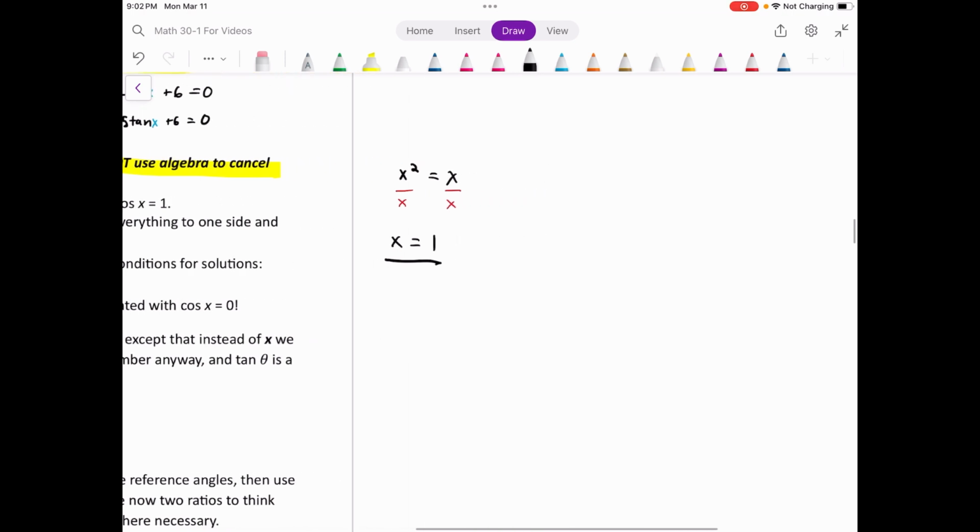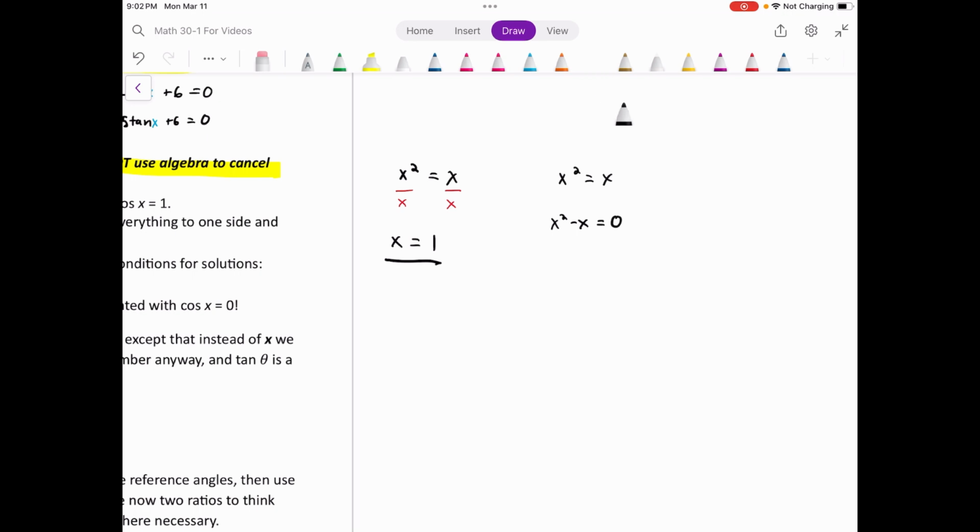However, there's another solution, and we just lost it by doing that. By canceling out that x completely, there's a solution that's gone now that we could have gotten if we had followed the proper process for solving a quadratic equation, which is to bring everything to one side and then factor. So let's do that here and see if there's another solution we missed. I'm going to subtract x from both sides, so that x squared minus x now equals 0.